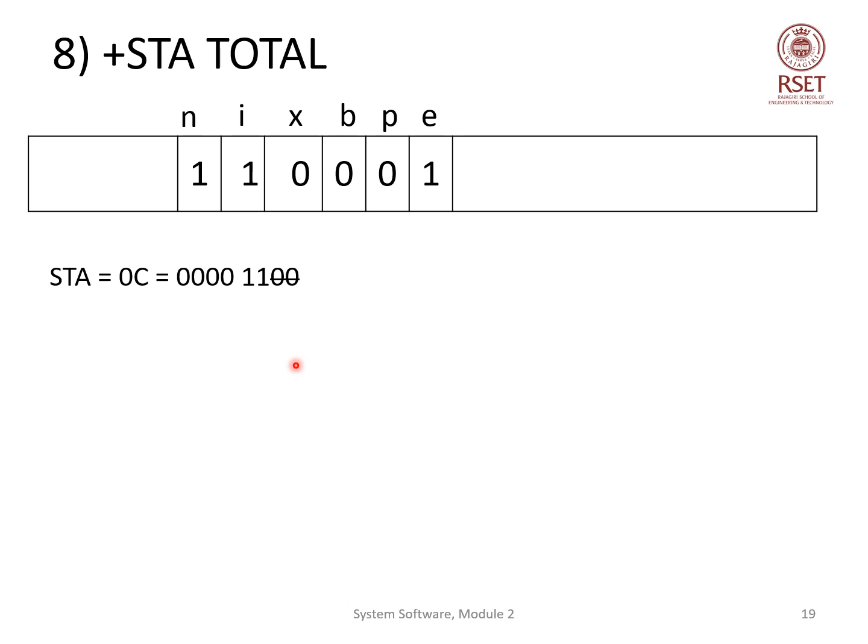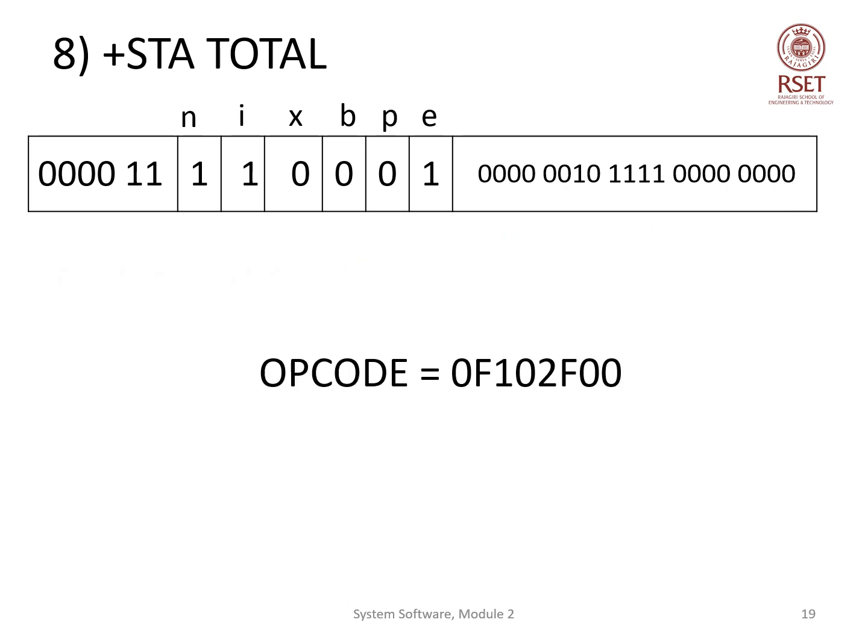STA is 0C. So we'll ignore the last 2 bits, write the rest in the first column. Now in place of the 20-bit address, we have to write the address of total. So total has the address 2F00. So that makes the opcode 0F102F00.